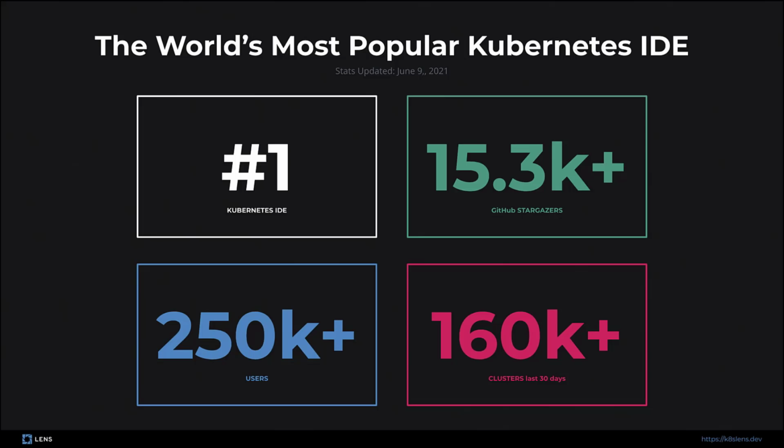Lens is the world's most popular Kubernetes IDE. With over 250,000 active users, Lens is by far the most popular Kubernetes IDE.